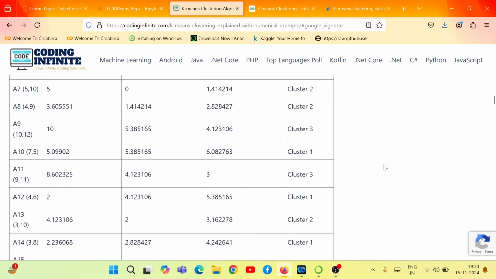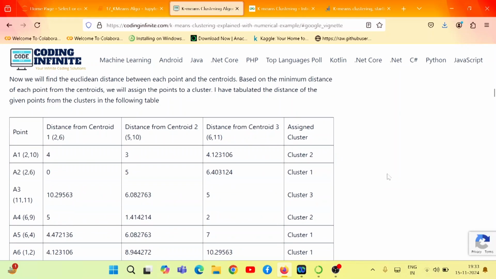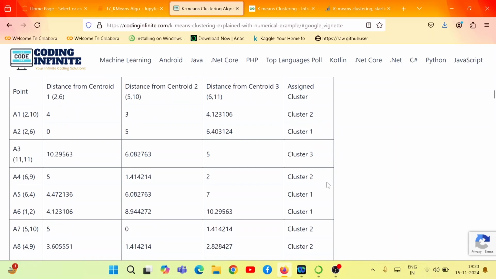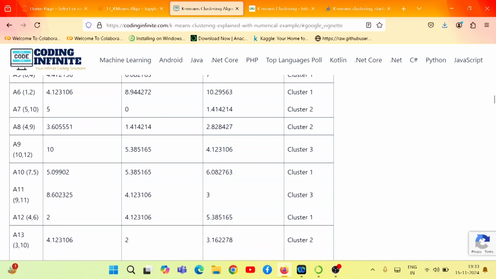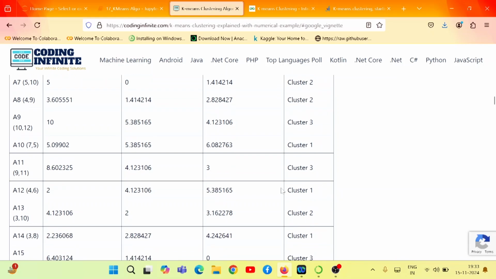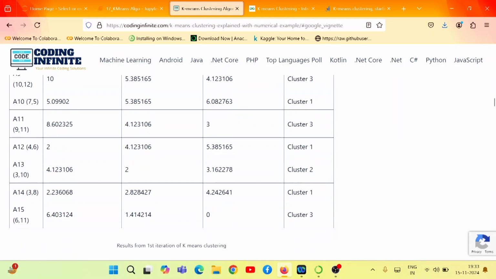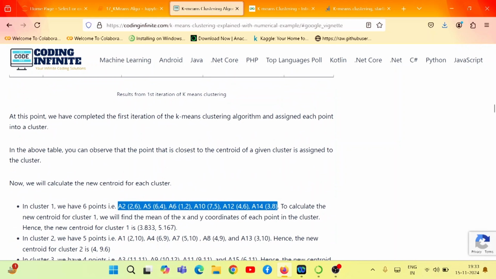Let's say you may see over here in cluster number 1 we have point A2. Point A5 is also falling in cluster number 1, and A6 is also falling in cluster number 1. A10 is also nearer to cluster number 1. Similarly, A12 is also close to cluster number 1, and similarly A14. So in cluster number 1, you may see there are a total of 6 points, right?